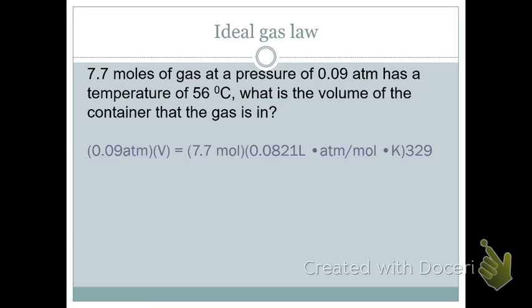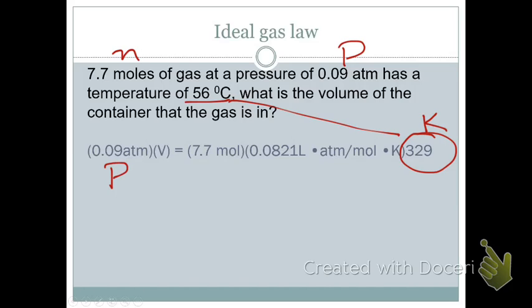7.7 moles of gas at a pressure of 0.09 atmospheres has a temperature of 56 degrees Celsius. What is the volume of the container that the gas is in? Okay, this looks like it's kind of been set up for you already. That was nice of them. So here is our pressure, and here are our moles. Here is our temperature, and notice that they fixed the temperature and converted it into Kelvin here. And so all they want to know is the volume.